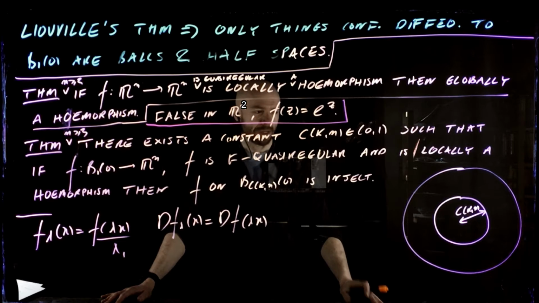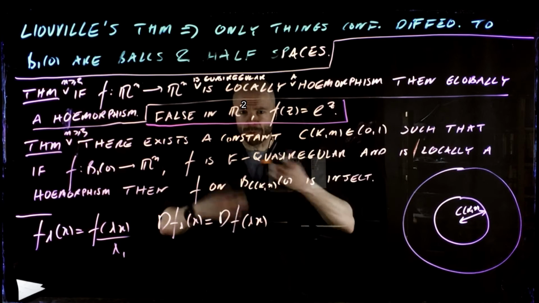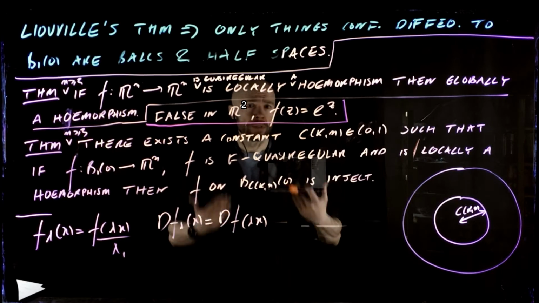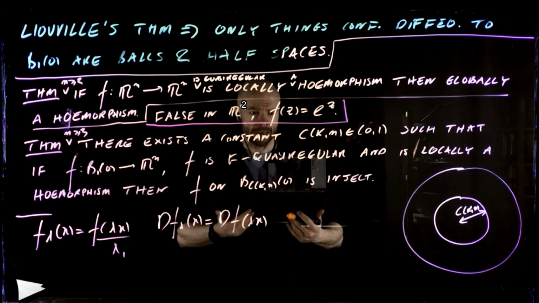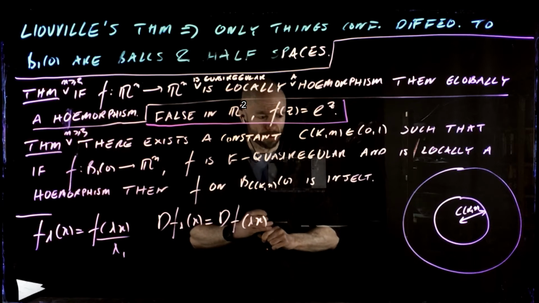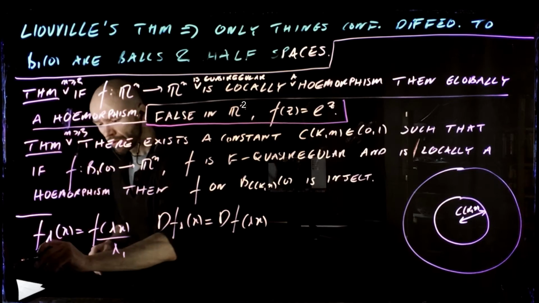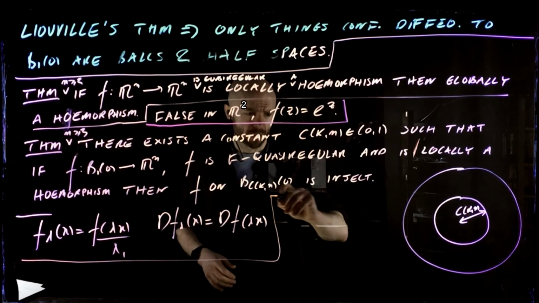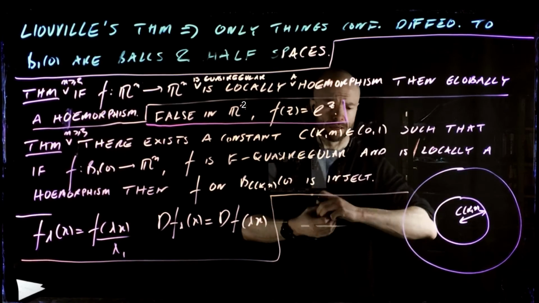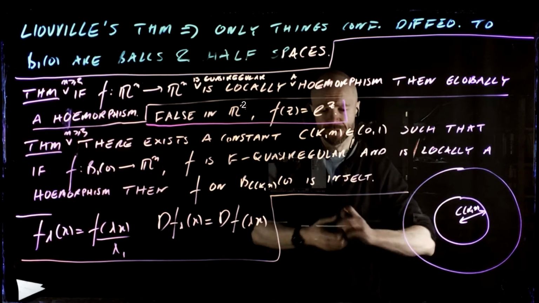Okay, cool. So these are a couple of the main theorems about quasi-regular mappings in dimensions 3 and above. There are several other main theorems, for example theorems about the way the size of sets is changed.